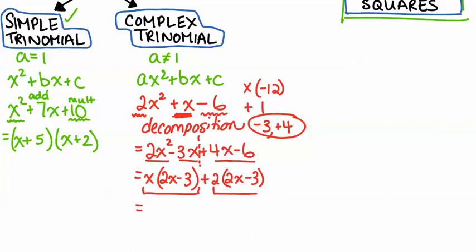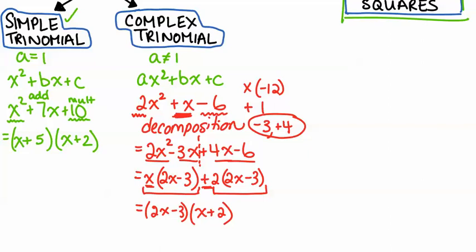technically what you have here are 2 terms in our expression, and the 2 terms have 2x minus 3 in common, so I'm factoring that out, and what's left is x plus 2. So final answer is 2x minus 3 and x plus 2.